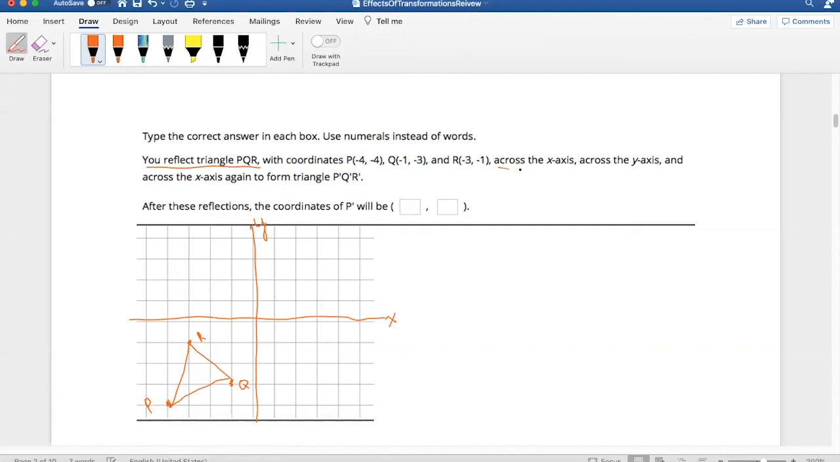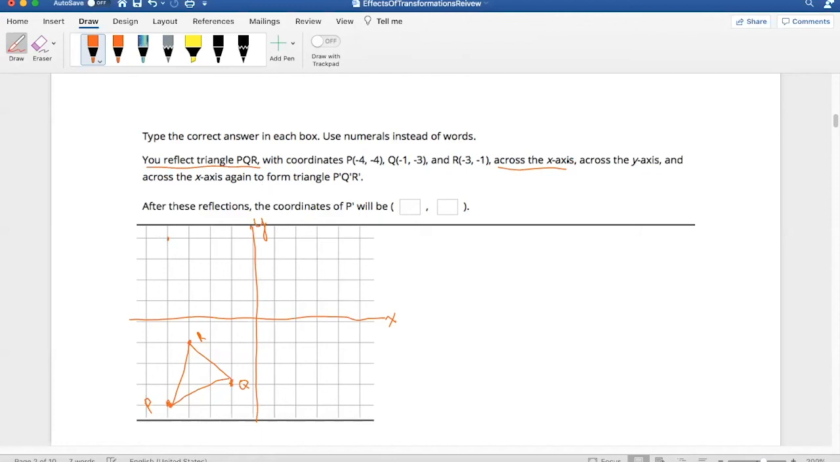So it says it gets reflected across the x-axis. Well, right now it's down 4 here at -4. So when it's reflected, it's going to end up on the opposite side of the x-axis. So it's going to end up 1, 2, 3, 4 up here.